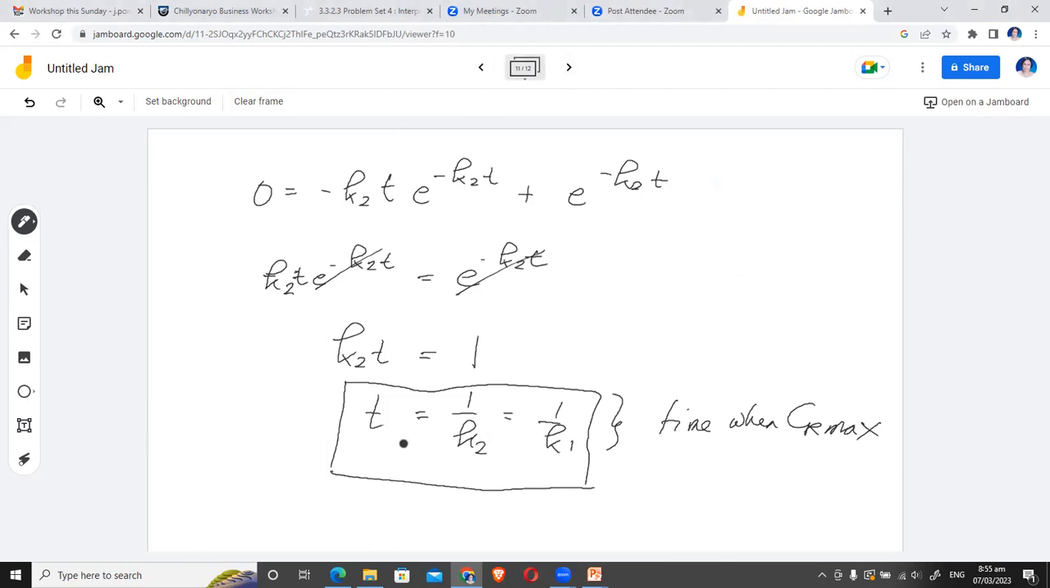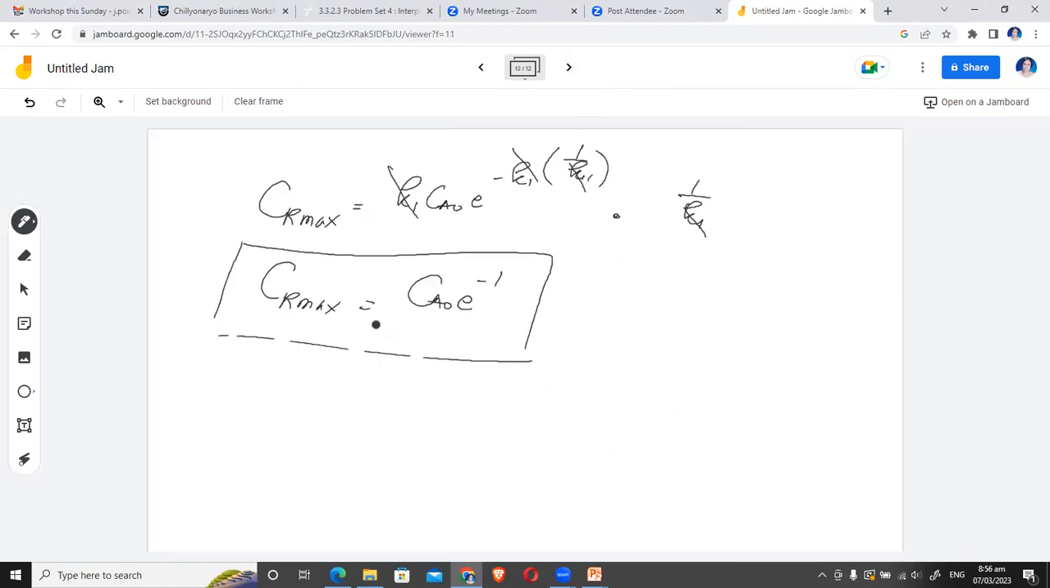Review it on your own. So, the time when C sub R is maximum, and you have this as the maximum concentration of the intermediate R. So, actually, your primary tool here is your differential equations. Okay? We'll choose another problem from Levenspiel, if there aren't any questions here anymore.